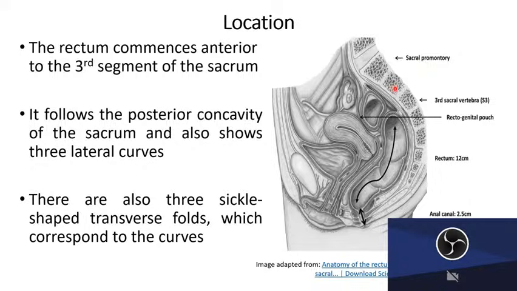Now, if you see the line that is taken to transect the level of the third sacral vertebra, you can see at the upper part the rectum beginning at that level. So we can clearly see that the rectum commences at the level of the third sacral vertebra. We could also appreciate the curvature, the concave appearance of the sacrum. You can see it approximating.